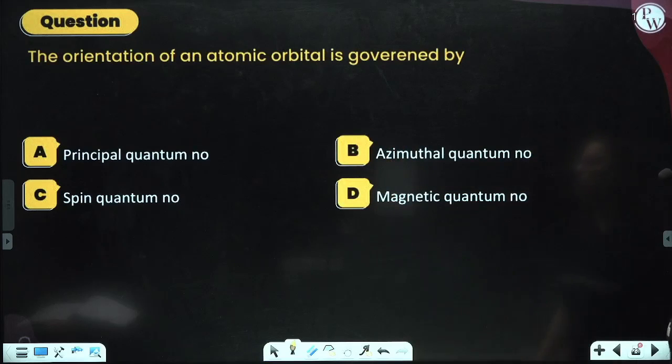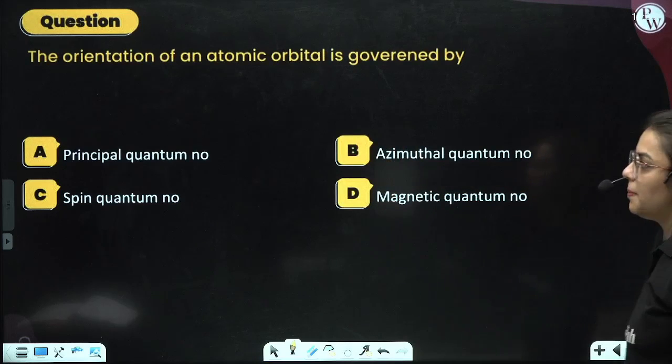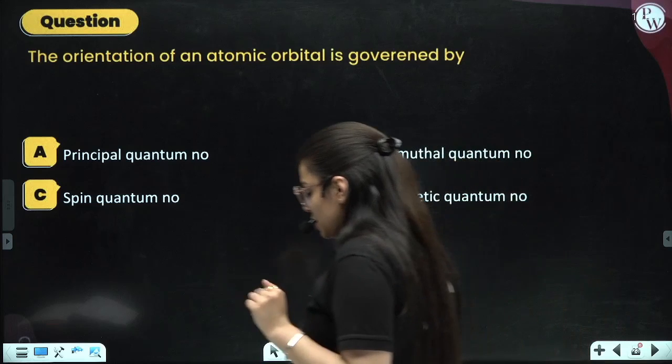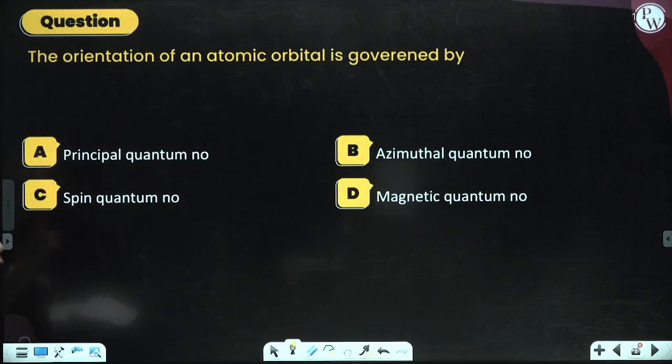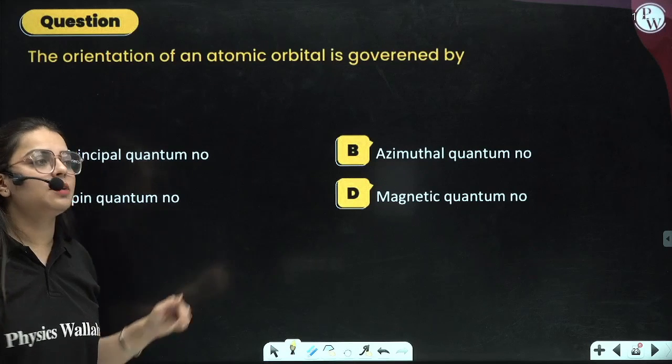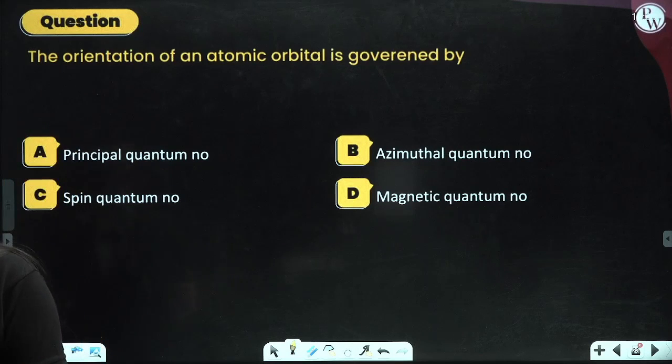The orientation of an atomic orbital is governed by what? Now you have 4 options: principal quantum number, azimuthal quantum number, spin quantum number and magnetic quantum number. Now students, this is a theoretical kind of question. I expect that everyone knows this answer. This shall not take more than 2 minutes, right? More than a few seconds, in fact.